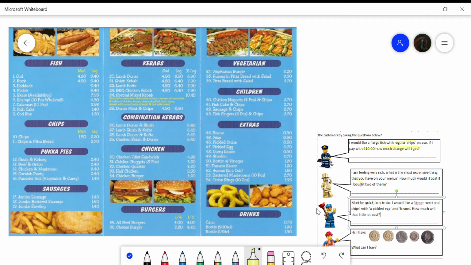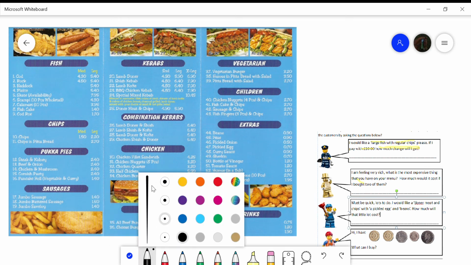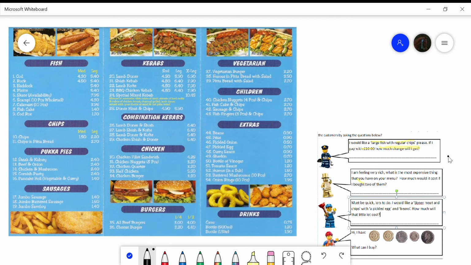So, this is a two-step problem, isn't it? This is two steps, okay? All right, so two-step problem. And we need to, first of all, look at the menu and think, right, how much is a large fish? So I'm going to look under the fish and then, oh, look, these are all fish here, but I'm going to go for the first one, which is cod. That's the most popular one. So cod, a large one, is £5.40.